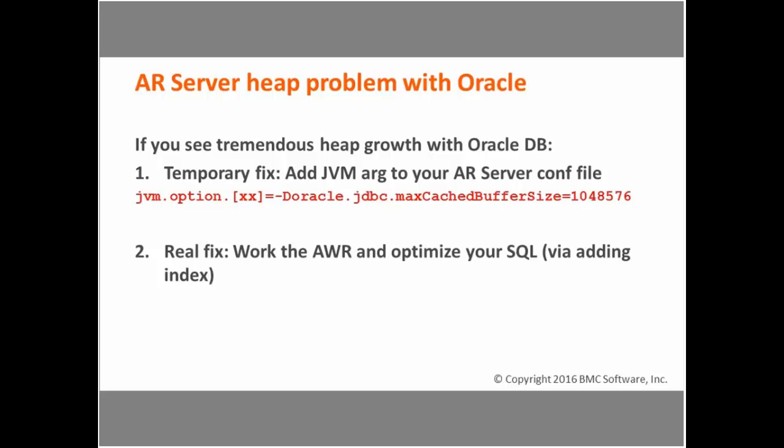So a quick solution is to pass this argument to the JVM, limit the buffer size to 1 meg. So in the lab, when I ran this against the benchmark, the degrade in use case times is about 10%. 10% degrade in use case response time. But 10% is not a lot to pay if it can stop your JVM from crashing. Now, in the meantime, the real fix is to get the AWR, check your top SQL, and do your analysis and do your indexing there, okay?